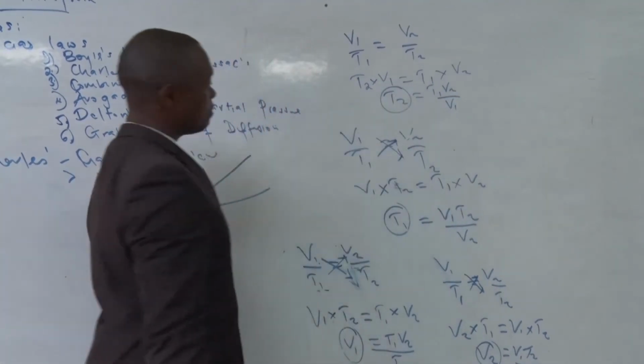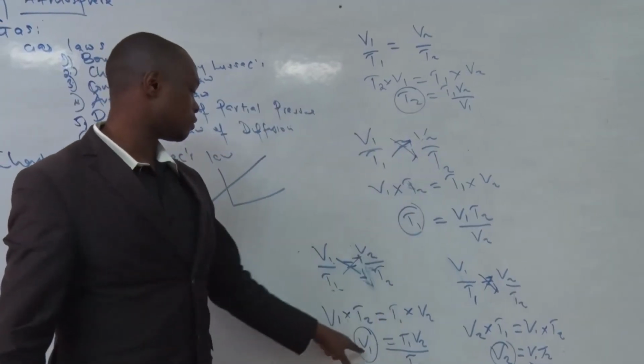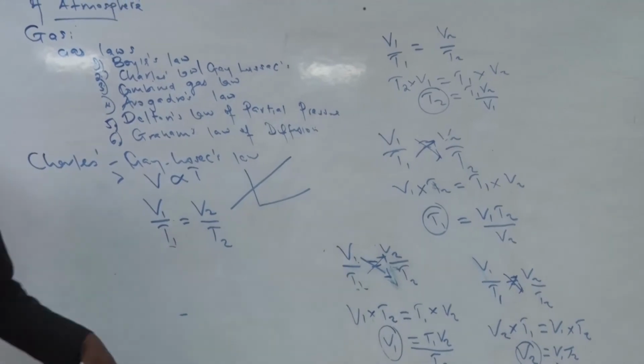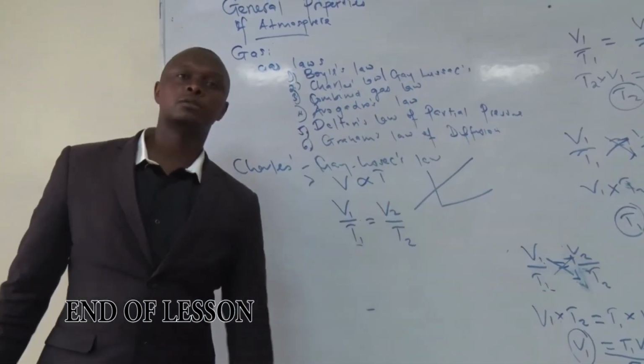So that is how we can evaluate and get each of these values using Charles Gay-Lussac's law. Thank you.